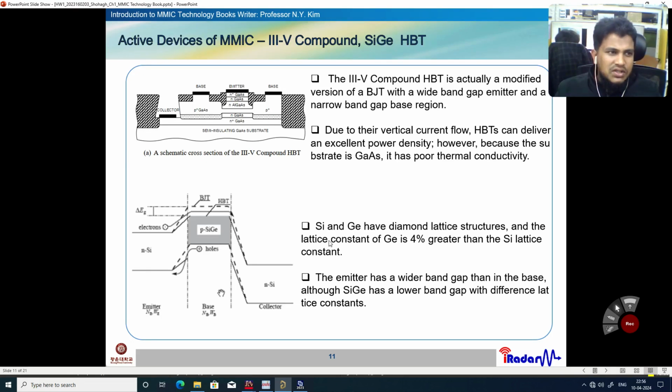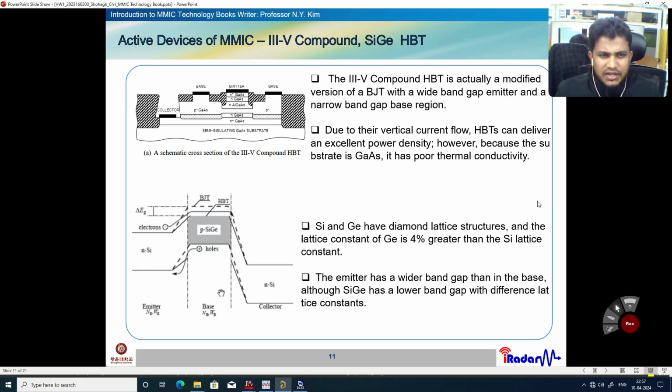So lastly, there is some active device, that is group 3 and group 5 components in the periodic table, together with silicon and germanium. HBT, I already told, means heterostructure based transistors. So group 3 and 5 components HBT is actually a modified version of BJT, bipolar junction transistors, with a wide band gap emitter and narrow band gap base regions.